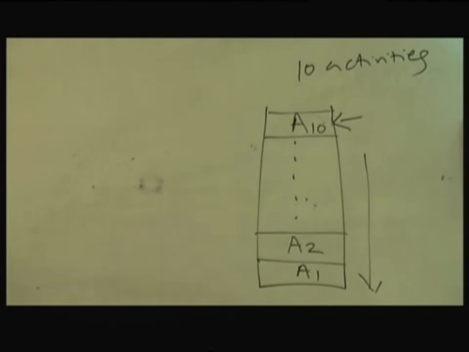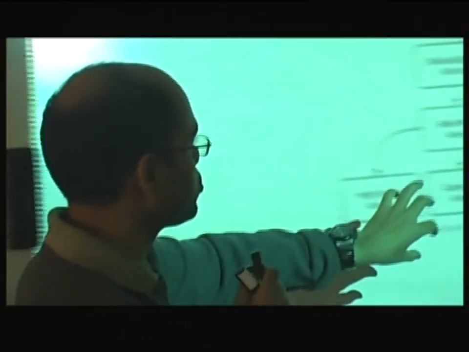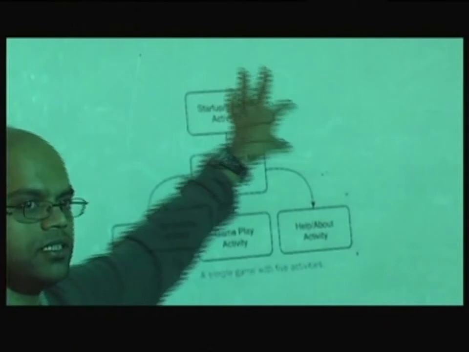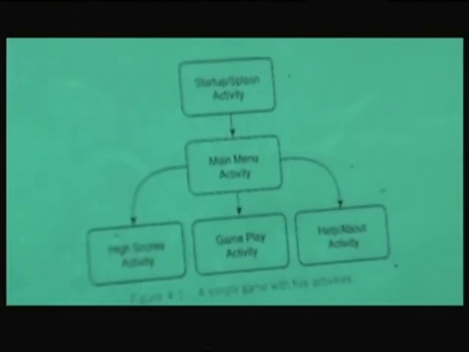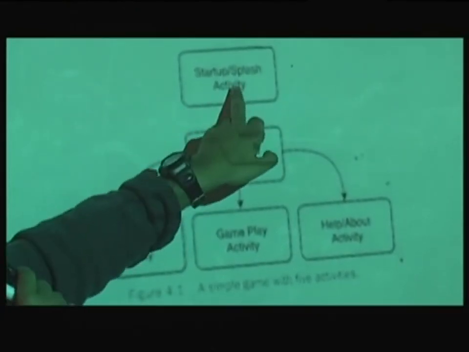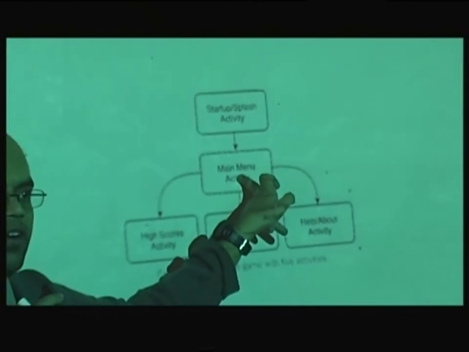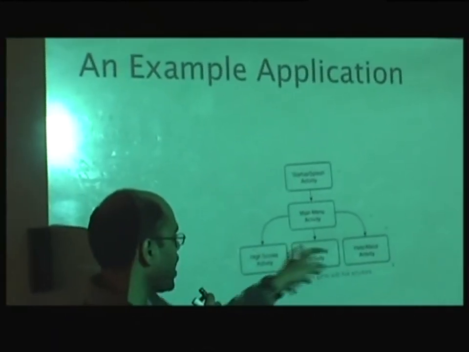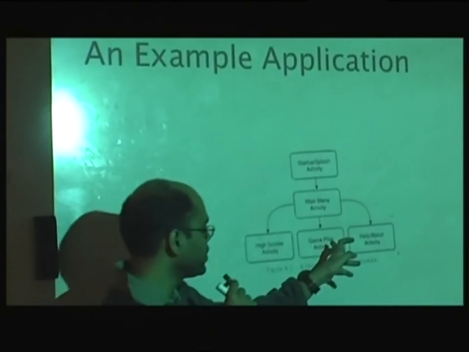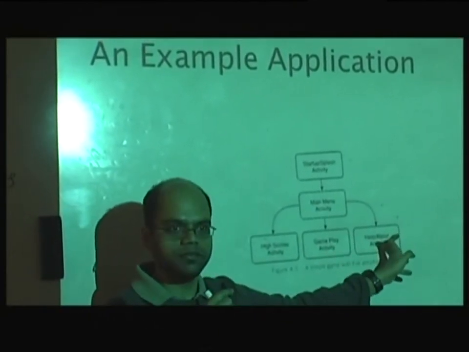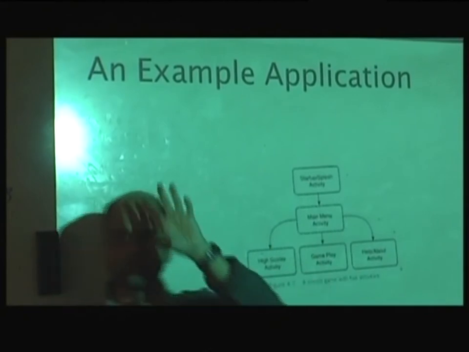So one example of this is, I will show the main, so this is the start of activity. So we'll see the start of application, right? The application is starting. And then after that, you will go to the main menu of the application. In the main menu, if this is a game, you will have the high score activity, gameplay activity, and help activity. So this is how we divided the whole application.